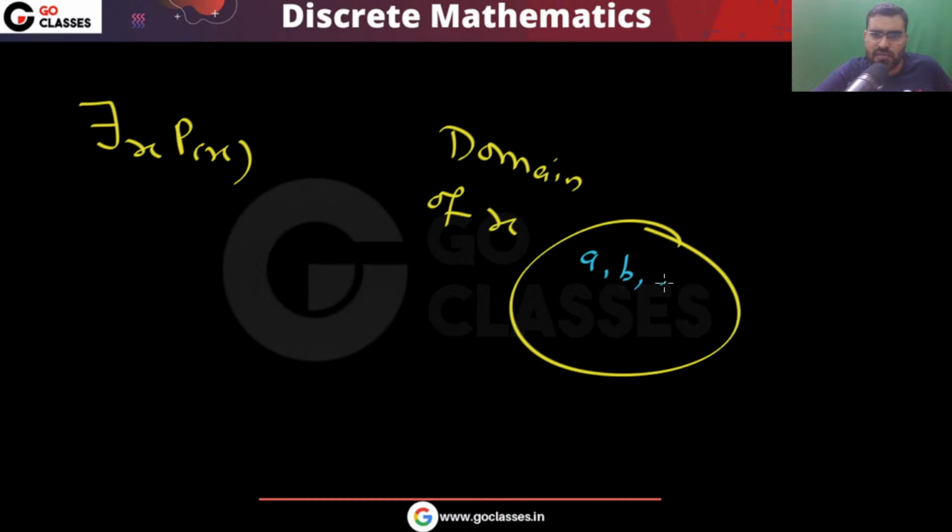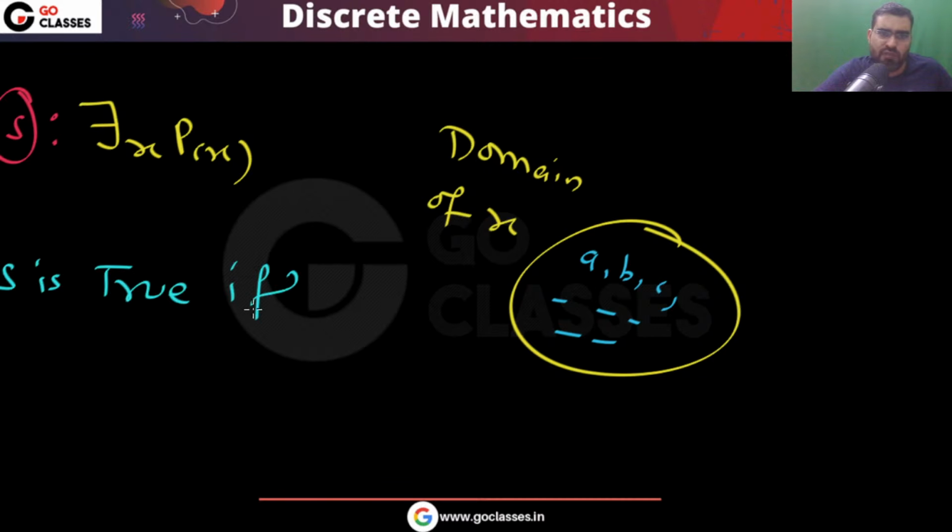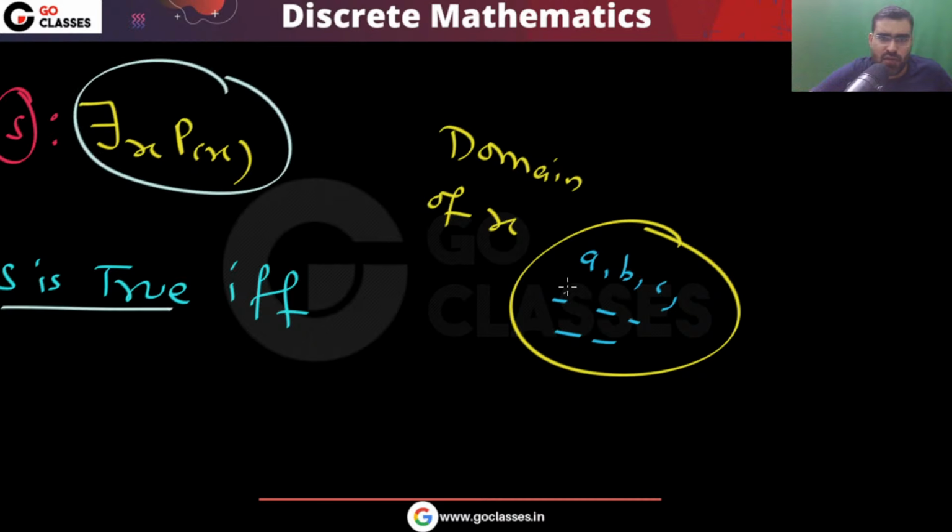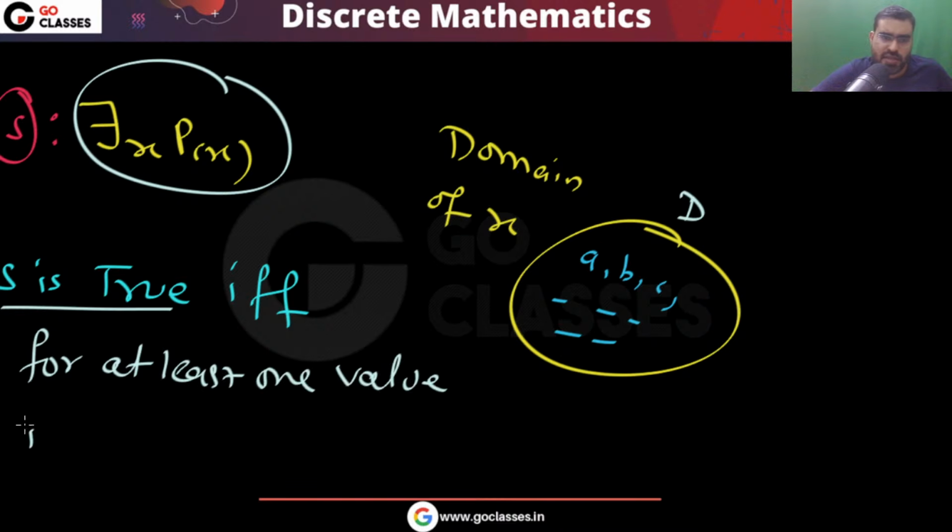Then all you have to check, and so on. This is your domain. Now, what do you have to do if S is true? S is true if and only if you can find some value for which this P(x) is true. This expression S will be true if and only if for at least one value in this domain D, this P(x) must be true.